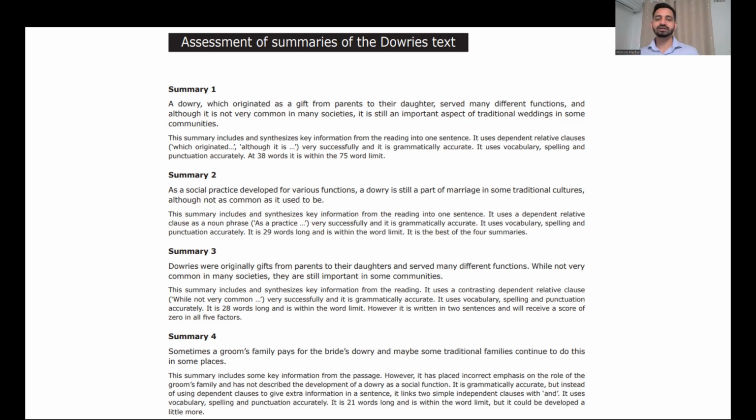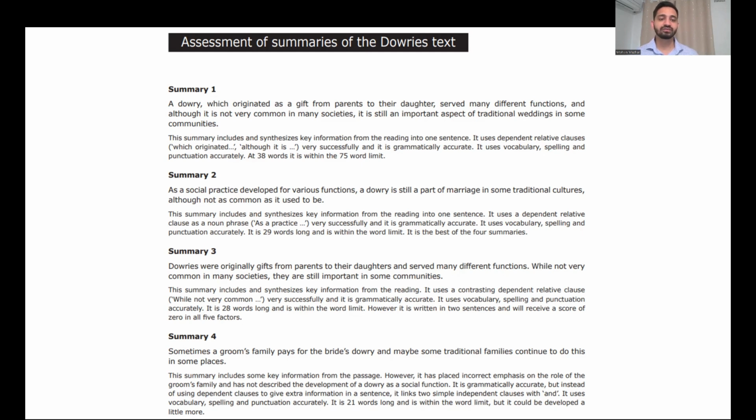Dowry is still part of the marriage. That's the dependent clause, and then the independent clause. The first clause is dependent, and the second clause is: a dowry is still a part of marriage in some traditional cultures, although not as common as it used to be. So that's really the gist of the whole text, 5 paragraphs long, and it summarized it beautifully. But that is a really tough one to cut down all the fat from the text. And if you got something like summary 1, I think you will still score really good marks.